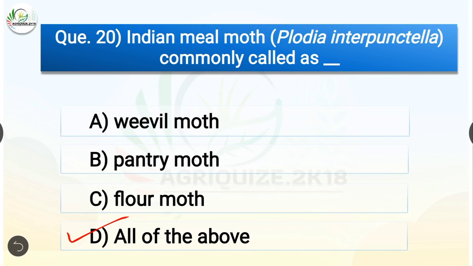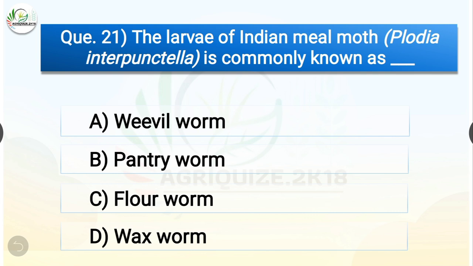Question number 21. The larvae of Indian meal moth, Plodia interpunctella, is commonly known as dash. The options are weevil worm, pantry worm, floor worm or wax worm. The correct answer is option D, wax worm. So the larvae of Indian meal moth is commonly known as wax worm.